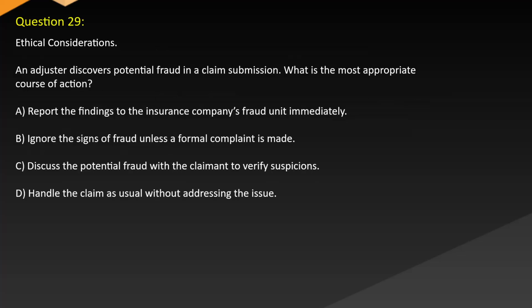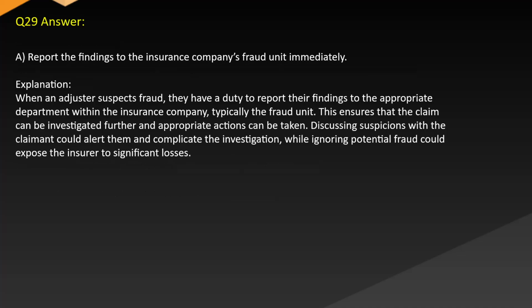Question 29. Ethical considerations. An adjuster discovers potential fraud in a claim submission. What is the most appropriate course of action? A. Report the findings to the insurance company's fraud unit immediately. B. Ignore the signs of fraud unless a formal complaint is made. C. Discuss the potential fraud with the claimant to verify suspicions. D. Handle the claim as usual without addressing the issue. Answer: A. Report the findings to the insurance company's fraud unit immediately.